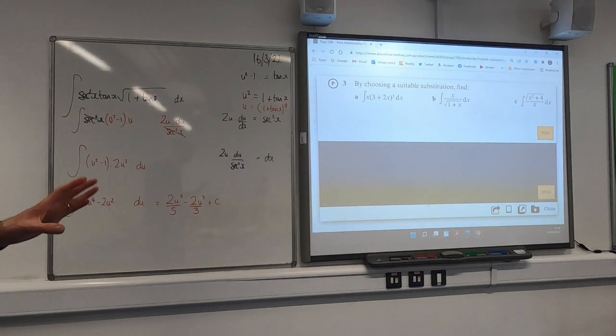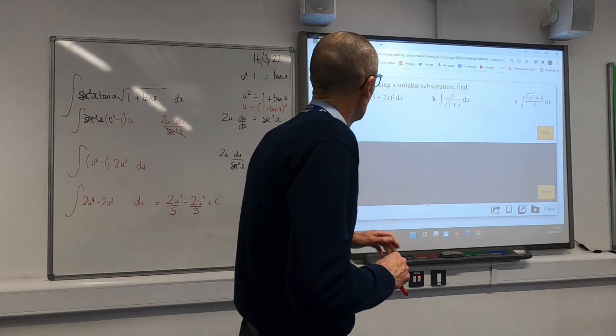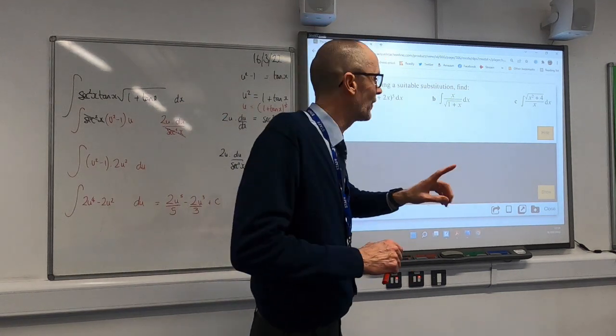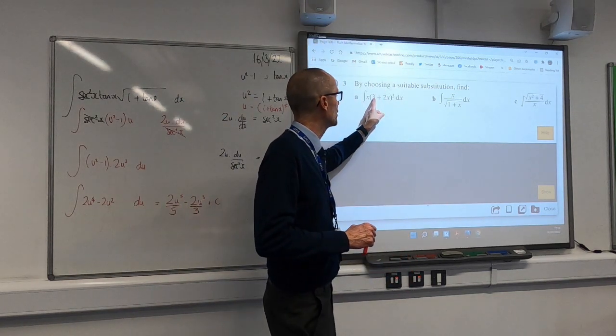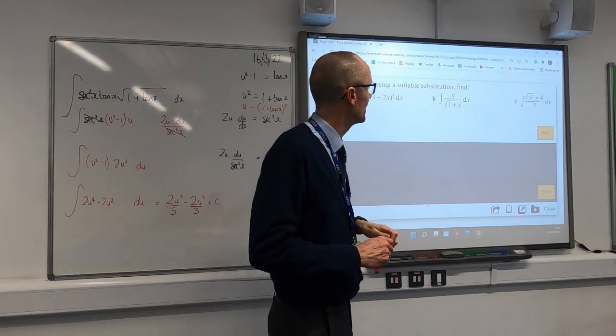So question 3 on the next page gives you some where you've got to choose your own substitution, and we're only going to do one of these. With A, I hope you can see it be fairly obvious to make u equal to 3 plus 2x. And I hope you'll have a go at that.